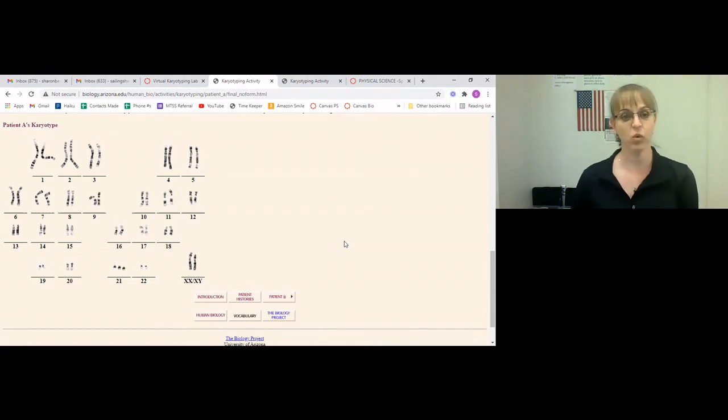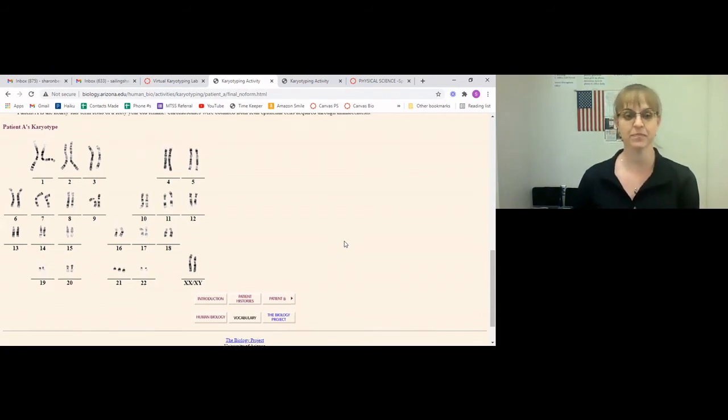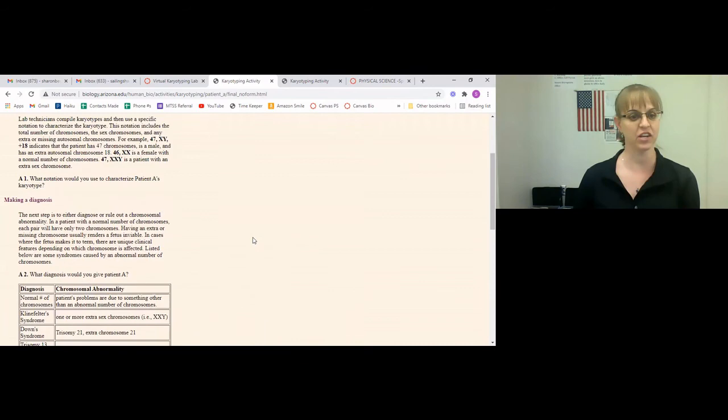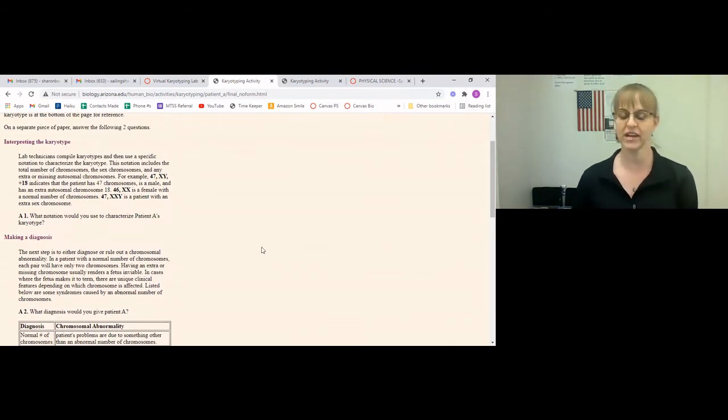Now we want to identify what condition this patient has. Scroll up again. This time look at the chart. If you have a normal number of chromosomes, the patient's problems are due to something other than abnormal chromosomes. Klinefelter's has 1 or more extra sex chromosomes. Down syndrome, trisomy 21, extra chromosome 21. That's what happened. And then trisomy 13, extra chromosome 13. Okay, so it's Down syndrome. And that is the diagnosis that you will write on your lab paper.